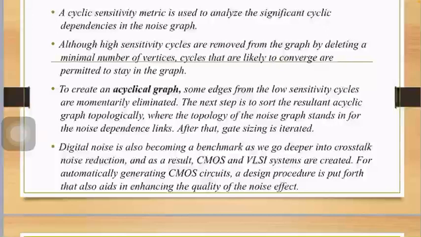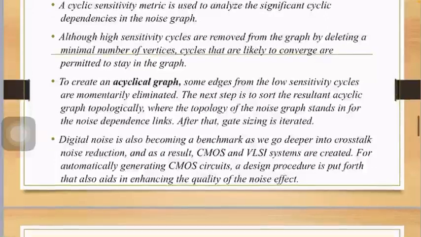To create an acyclic graph, some edges from the low sensitivity cycles are momentarily eliminated. The next step is to sort the resultant acyclic graph topologically, where the topology of the noise graph stands in for the noise dependence links. After that, gate sizing is iterated.